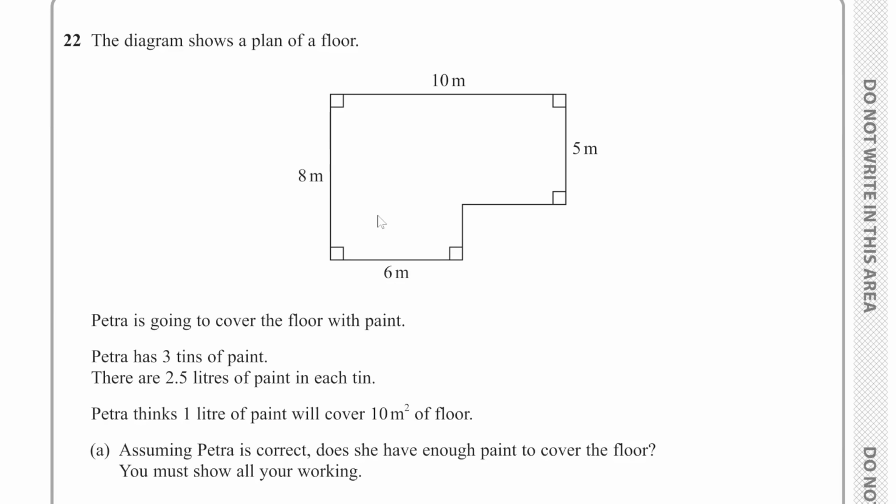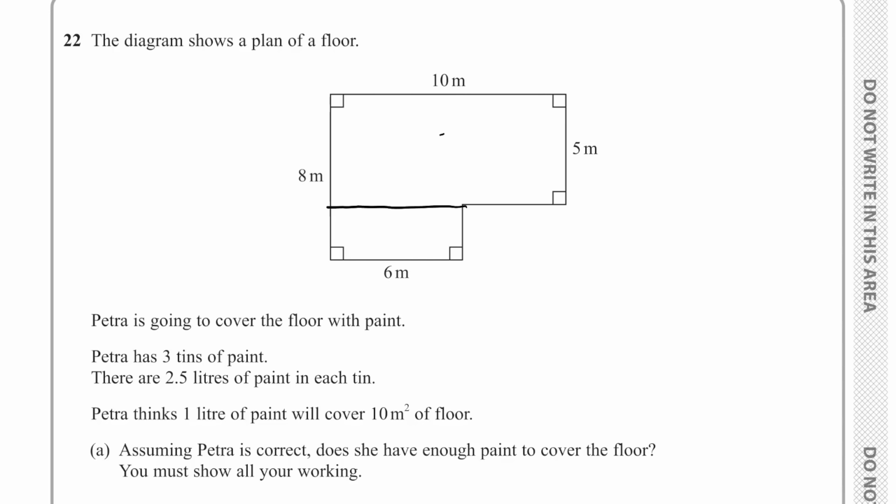The diagram shows a plan of a floor. Petra is going to cover the floor with paint. Petra has 3 tins of paint, 2.5 litres of paint in each tin. Petra thinks 1 litre of paint will cover 10 metres squared of floor. Does Petra have enough paint? So what's the area of the floor? Let's cut it. You can either cut it that way or that way. It doesn't make a difference. Your answer is going to be the same.